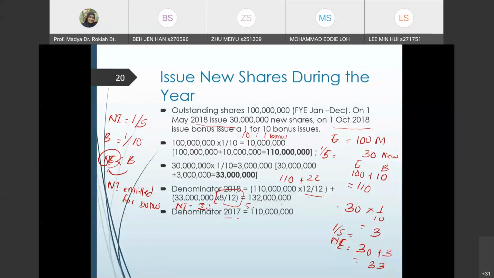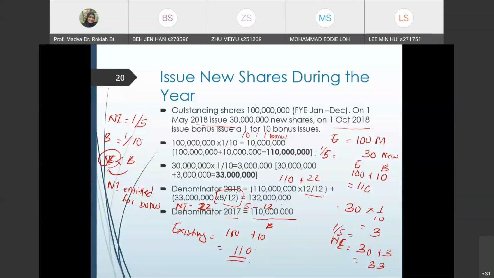But for the year 2017, the denominator here is 110, based on the existing only. So the existing, you have 100 and then plus 10 from bonus, because the new issue here is only in the year 2018. So in the year 2017, we only have 110. Even though the bonus was issued in the year 2018, it's going to affect a prior year. Okay. So any questions up to slide 20? Any questions that you have here? So we proceed. Okay, that is a new issue.